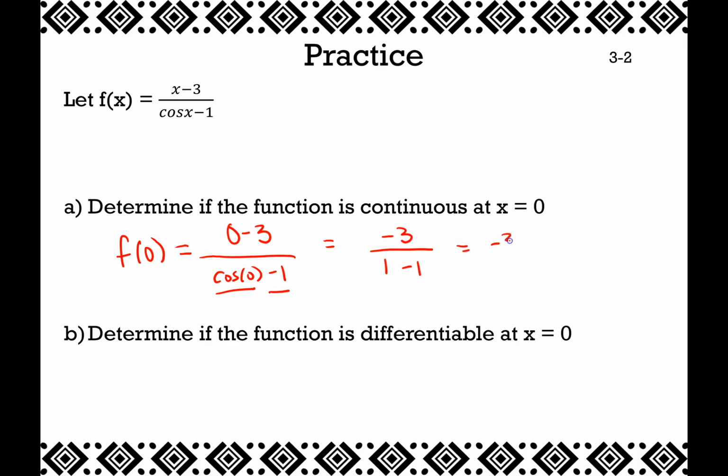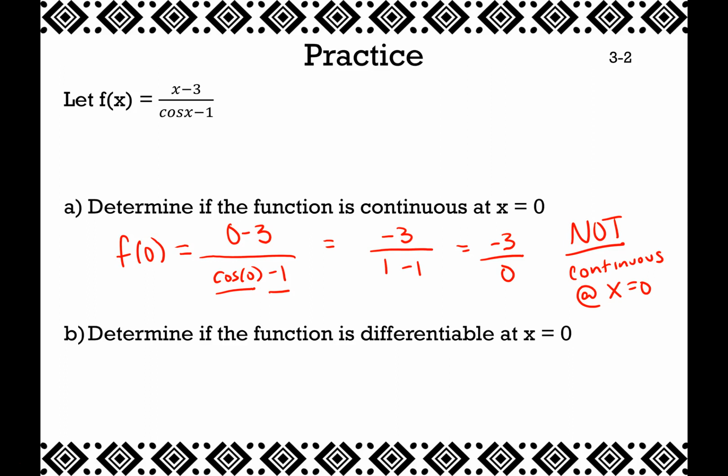That gives me negative 3 over 0. That is not good. I cannot have a 0 in my denominator. So the function is not continuous. And I do have to say at x equals 0, because it's continuous everywhere else, just not at x equals 0.